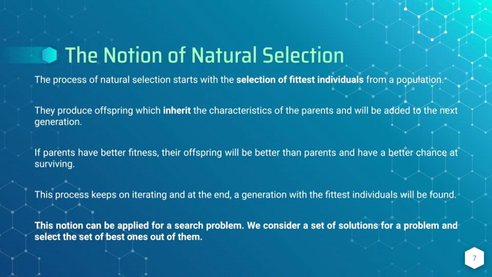The notion of natural selection. Natural selection begins with the selection of the fittest individuals from a population. They have kids who inherit the qualities of their parents, which are passed on to the next generation. If parents are more fit, their children will be fitter than their parents and have a greater chance of survival. This procedure is repeated until a generation of fittest individuals is discovered. This concept can be used to solve a search challenge. We analyze a set of solutions to a problem and choose the finest ones from among them.